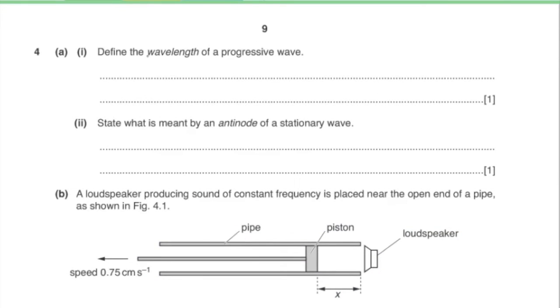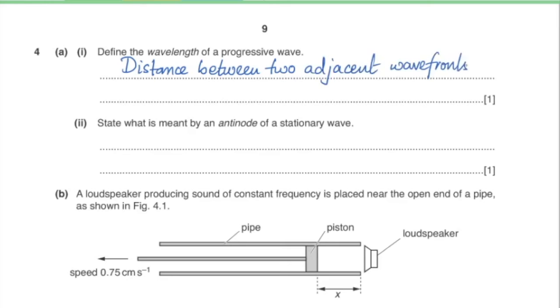Question number 4, part A, define the wavelength of a progressive wave. So that's the distance between two adjacent wavefronts. Part 2, state what is meant by an antinode of a stationary wave. So that's a point where amplitude is maximum.